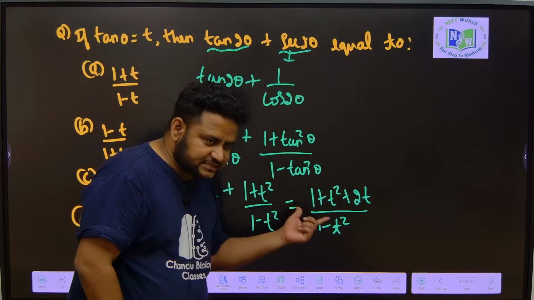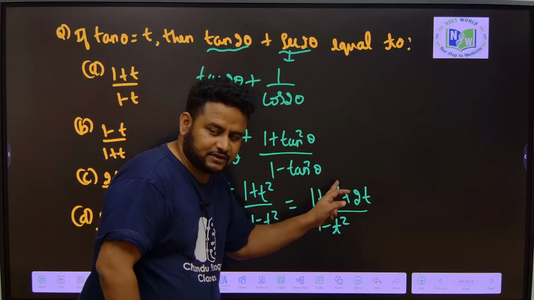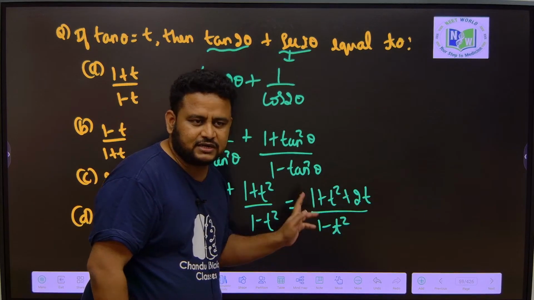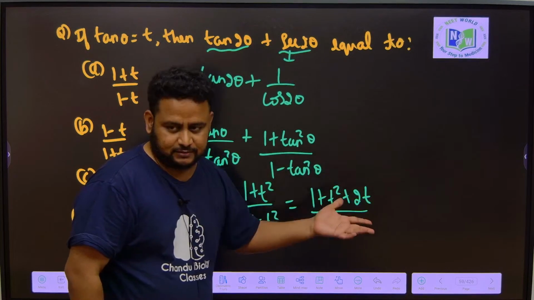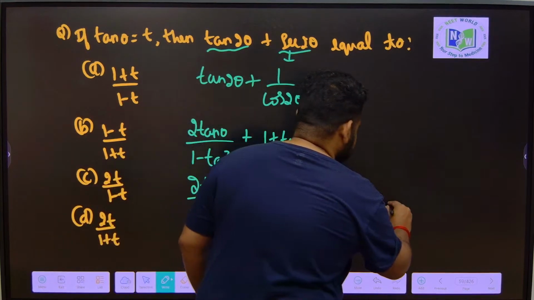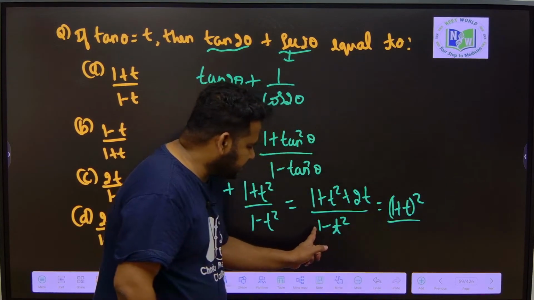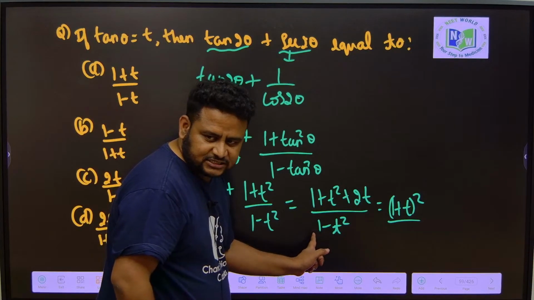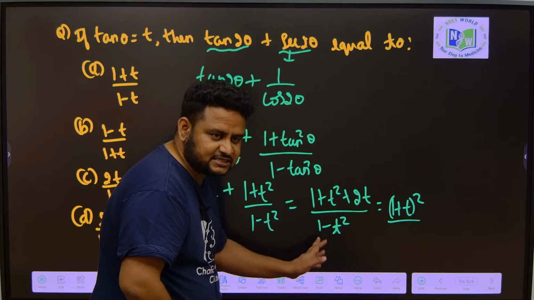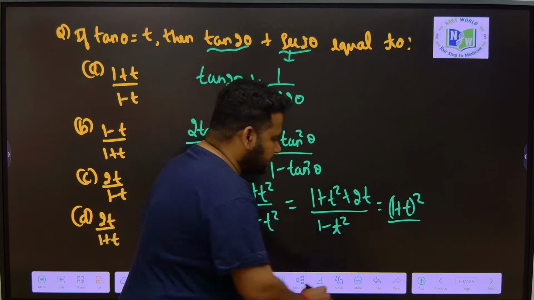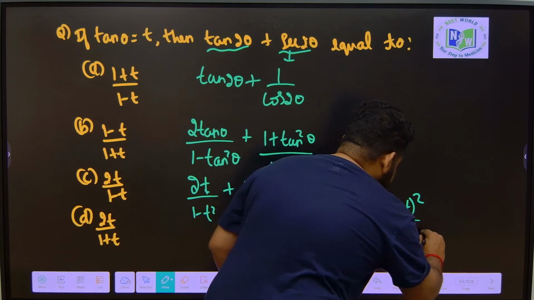So observe this carefully. (a plus b) whole square is a square plus b square plus 2ab. So I can write this as (1 plus t) whole square. And what about this? Focus on the denominator. This is a square minus b square, so this can be written as (a plus b) into (a minus b). So I will write it as (1 plus t) into (1 minus t).